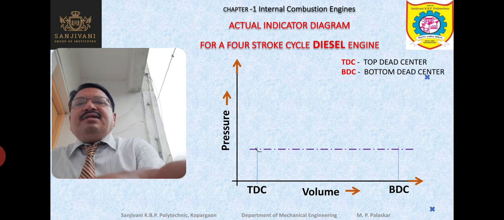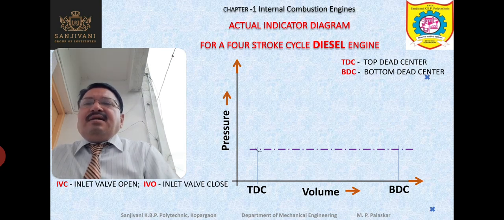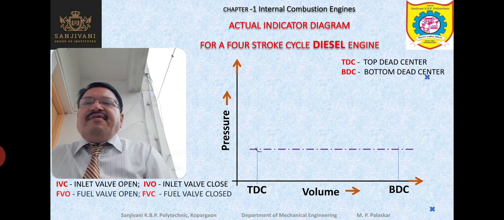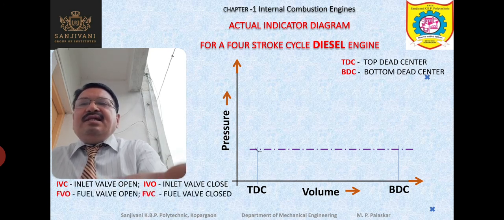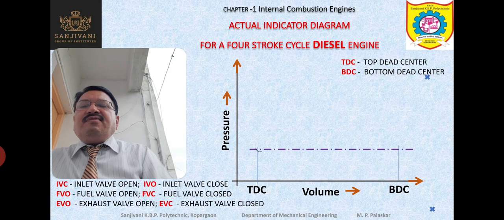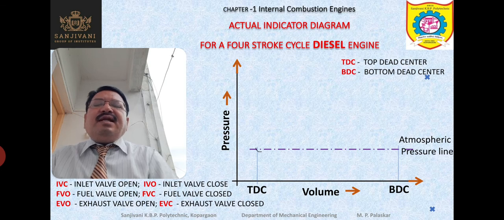So let us see the various processes, but before that, some short forms you should know. IVO is inlet valve open, IVC is inlet valve closed, FVO is fuel valve open, FVC is fuel valve closed, EVO is exhaust valve open, EVC is exhaust valve closed. This horizontal center line which is shown is nothing but the atmospheric pressure line. We know that the atmospheric pressure is supposed to be constant, so this line is horizontal, and this is our reference line, and we start from this line.